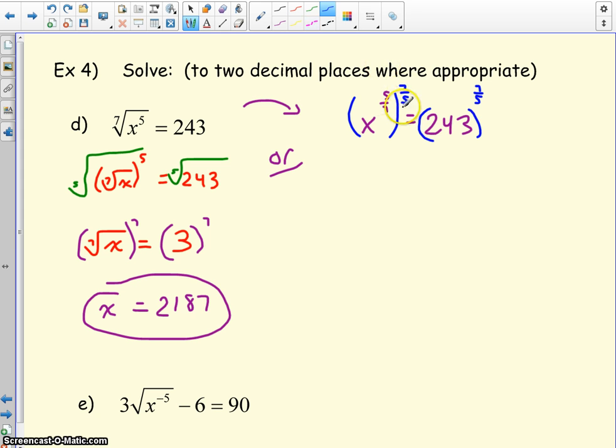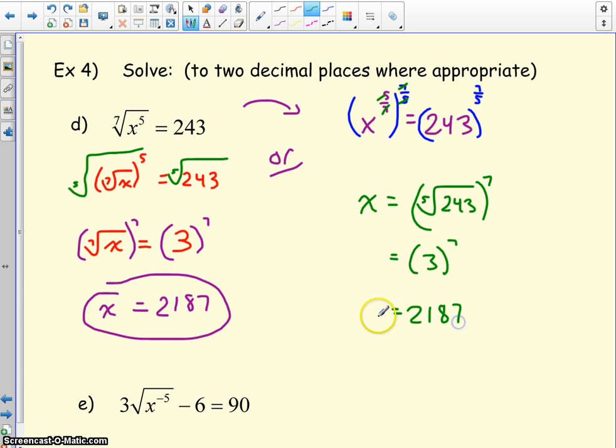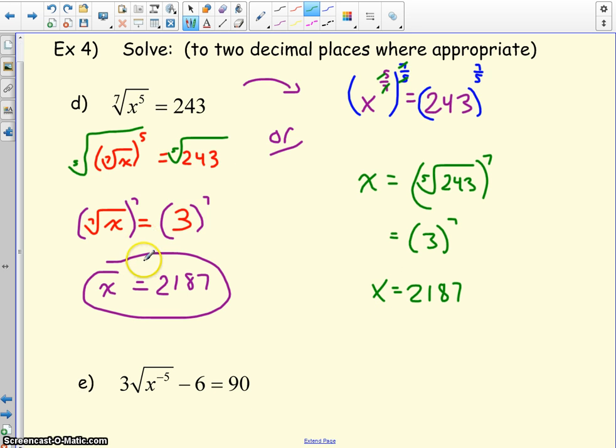So if you look here, the reason I chose 7 over 5 for the exponent, if you multiply these together, the 5's cancel, the 7's cancel, so you're just left with x. So the only thing I really need to do is then evaluate the right-hand side of the equation. So this will give me now the fifth root of 243, all to the exponent 7, and then I can get to my answer. So fifth root of 243 gives me 3. 3 to the 7 gives me 2187. So those are two different ways of getting the final answer. I think the way on the right is a little bit faster because again it does both methods of simplification in one step.